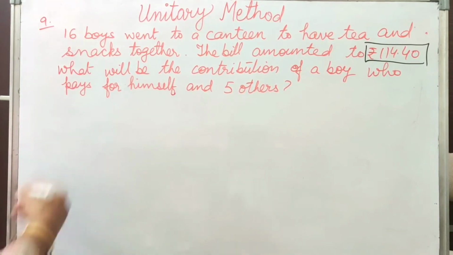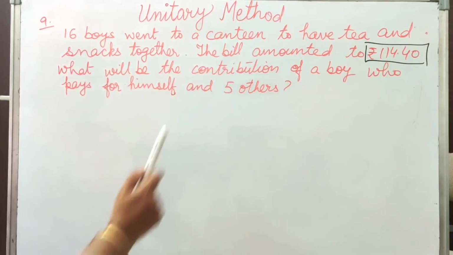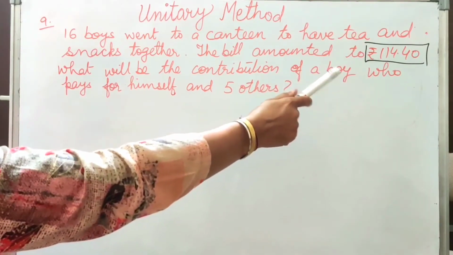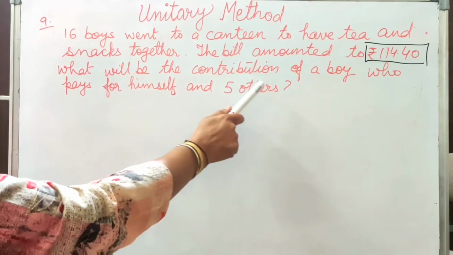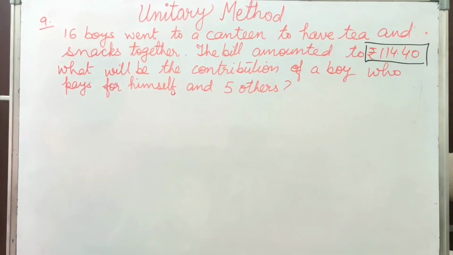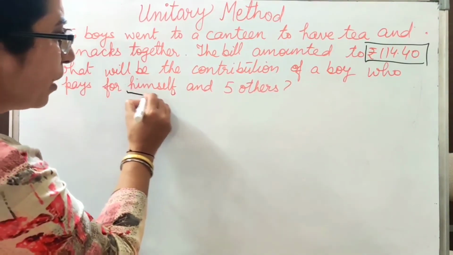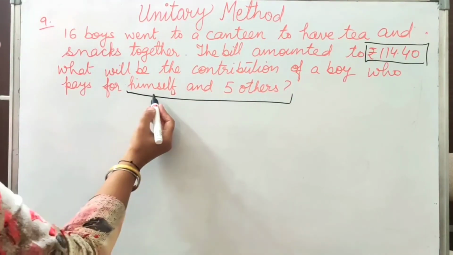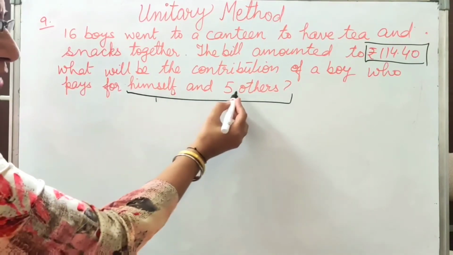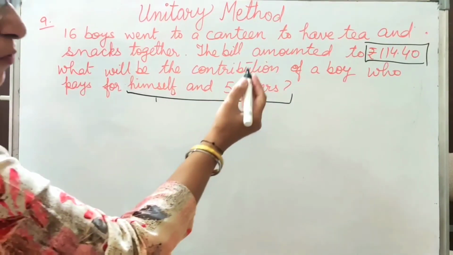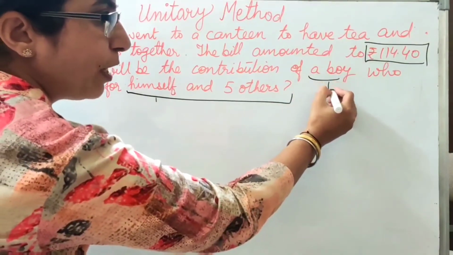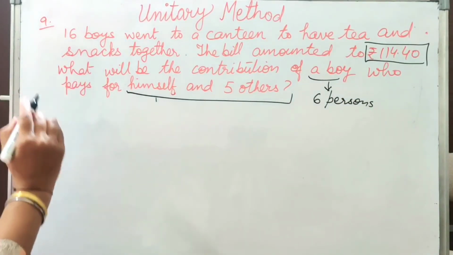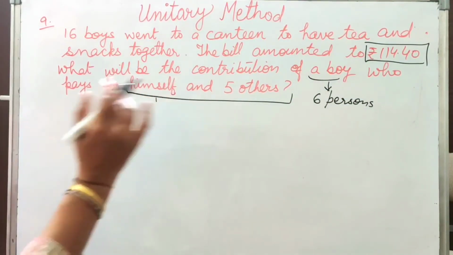Let me discuss one more question. 16 boys went to a canteen to have tea and snacks together. The bill amounted to rupees 114.40. What will be the contribution of a boy who pays for himself and 5 others? That means one boy is paying for 6 persons, himself plus 5 of his friends. So we are required to find the contribution for 6 boys.